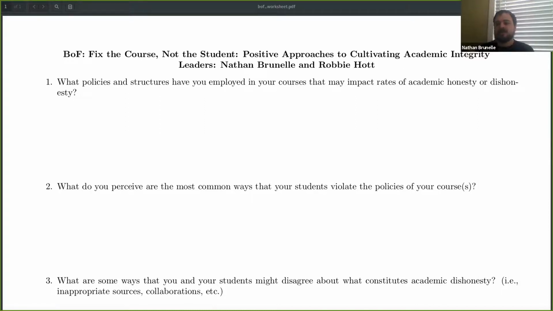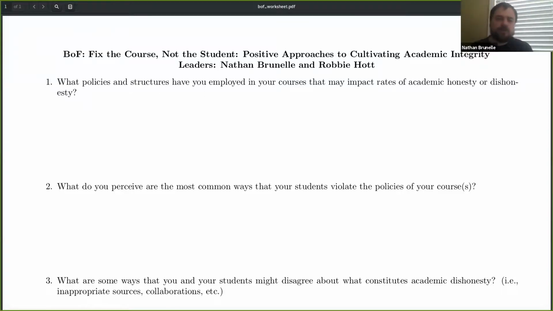So to actually investigate what the students' perspectives are about cheating in your courses, to look at constructs or structures you have in your courses that might influence that, and see if you can reconcile things so that your course structures are not making it more likely for students to actually violate the various policies that you have in your courses.